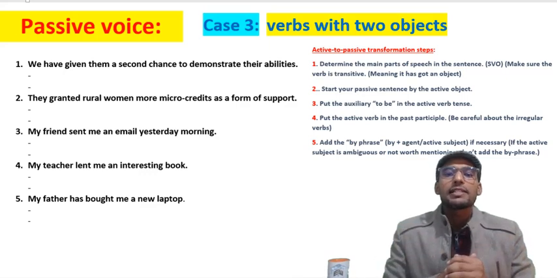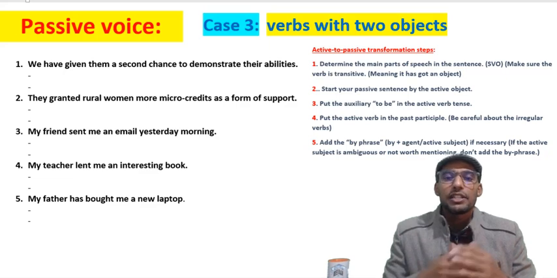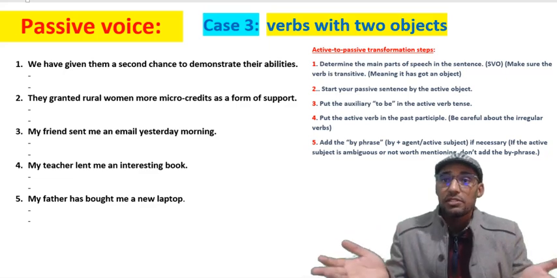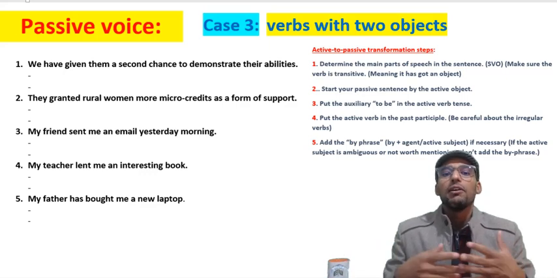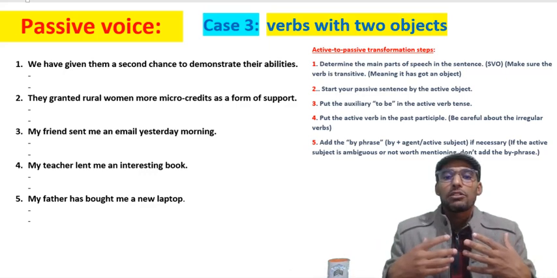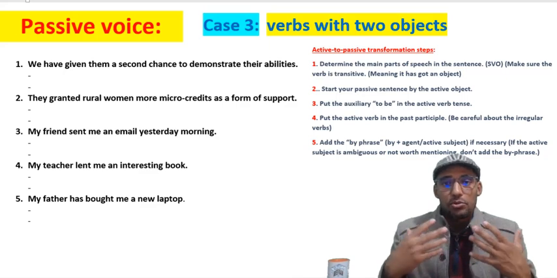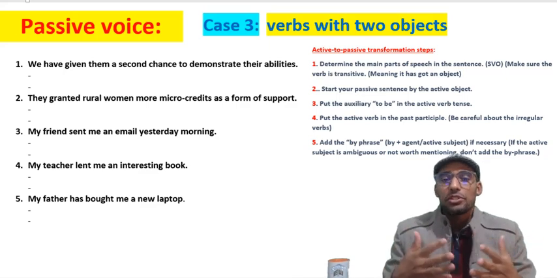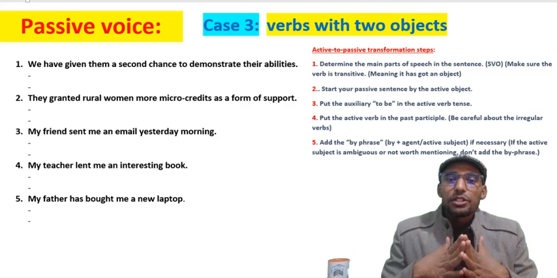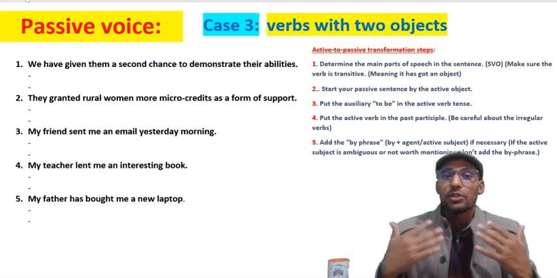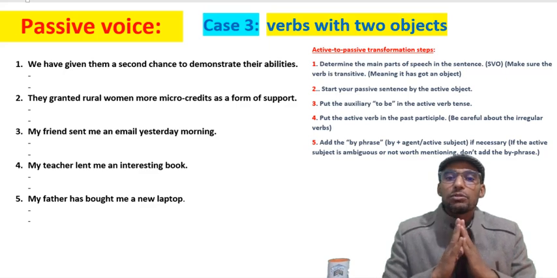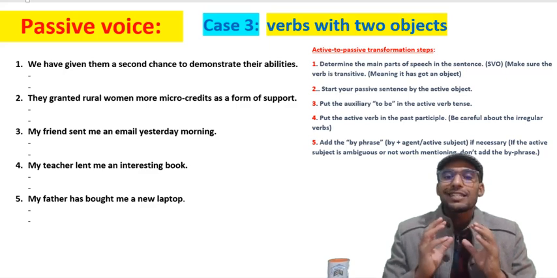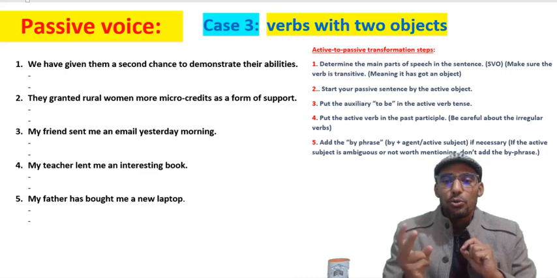If you remember, guys, last time we dealt with case number 1 about declarative sentences with only one object, mostly, and verbs with one object. Then we dealt with case number 2 about sentences with modal verbs. And today we'll be dealing with sentences that contain verbs with two objects.